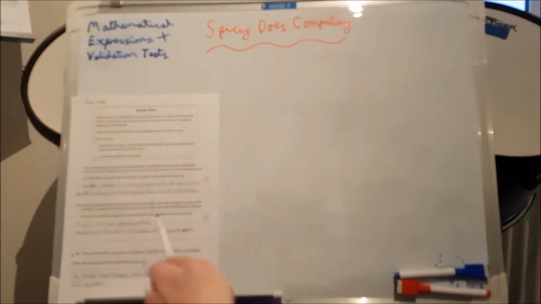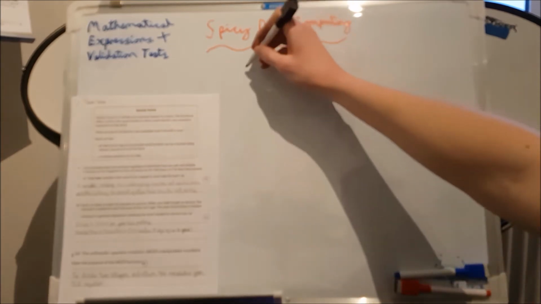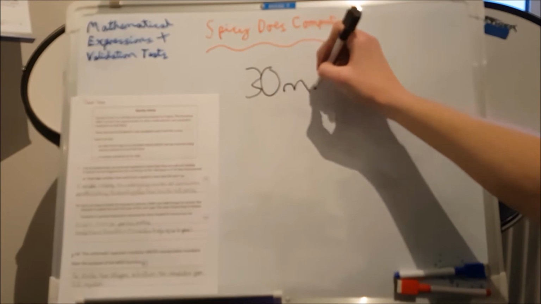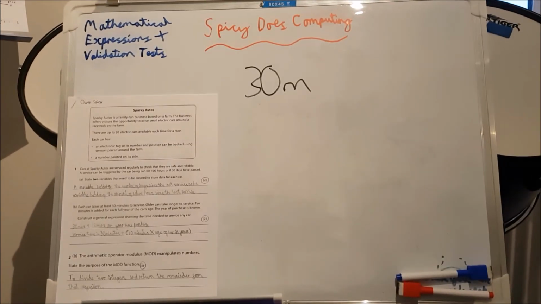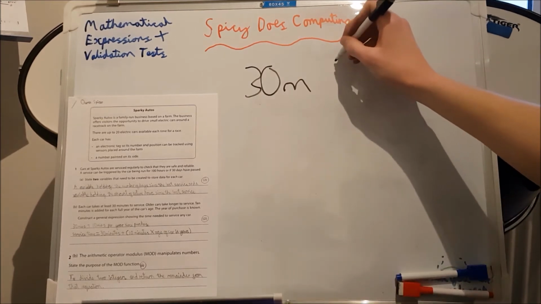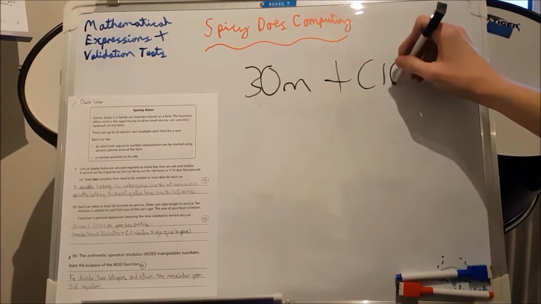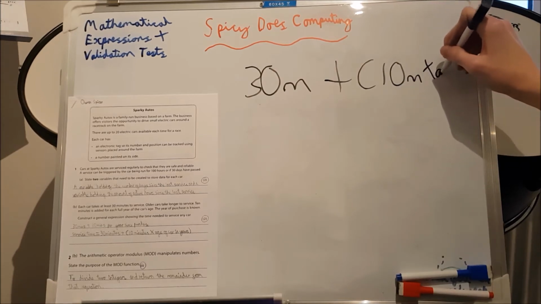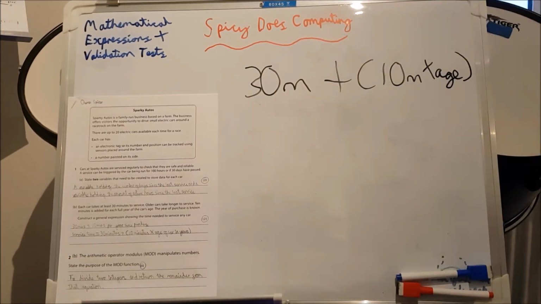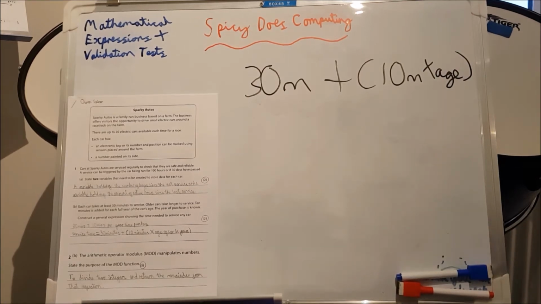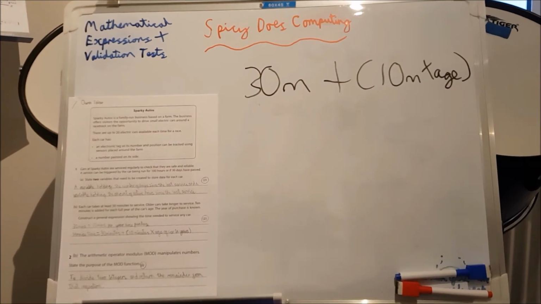This one, however, is. So, we're told that cars at Sparky Autos are serviced regularly to check they're safe and reliable. Each car takes at least 30 minutes to service. Older cars take longer to service. 10 minutes is added for each full year of the car's age. So, the year of purchase is known. Construct a general expression showing the time needed to service any car.